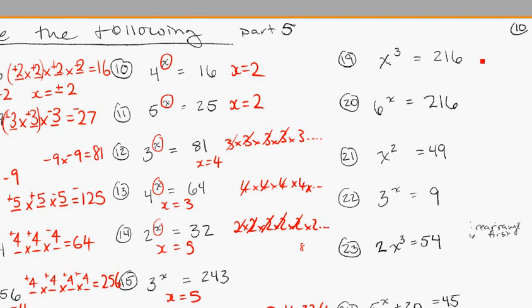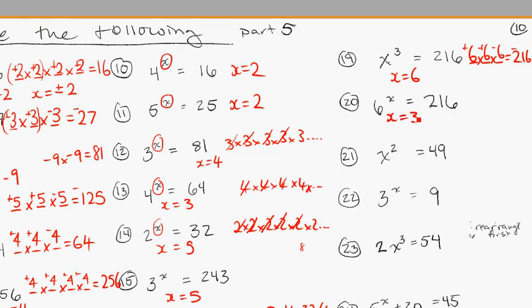Something to the power of 3 equals 216. 2, 3, 4, 5. The next obvious choice would be 6. 6 times 6 is 36. 36 times 6, bit of quick multiplying. 216, yes. So x equals 6. You could consider negative 6, but it's an odd number again, which would mean a negative answer. So negative 6 is not an option.